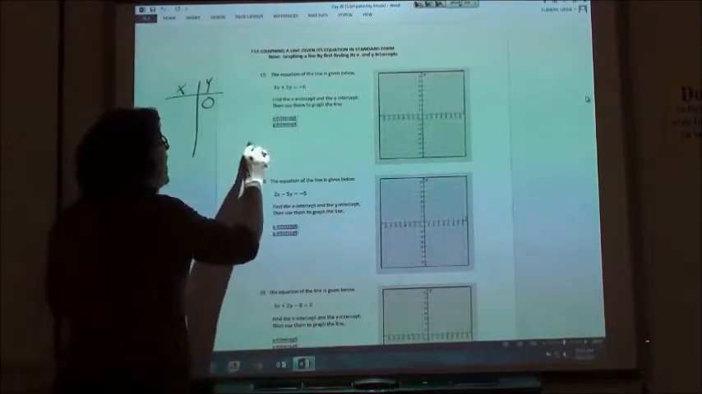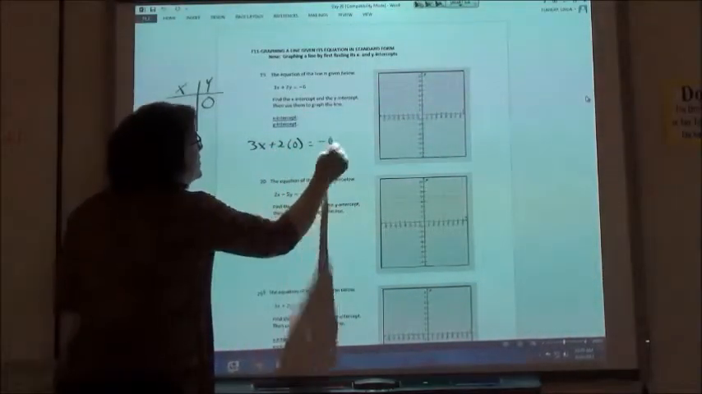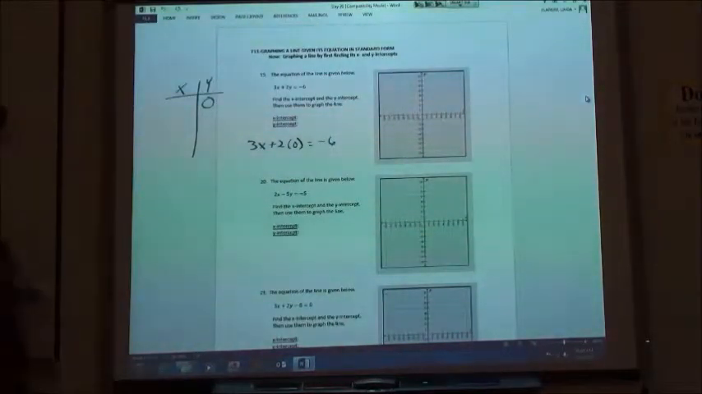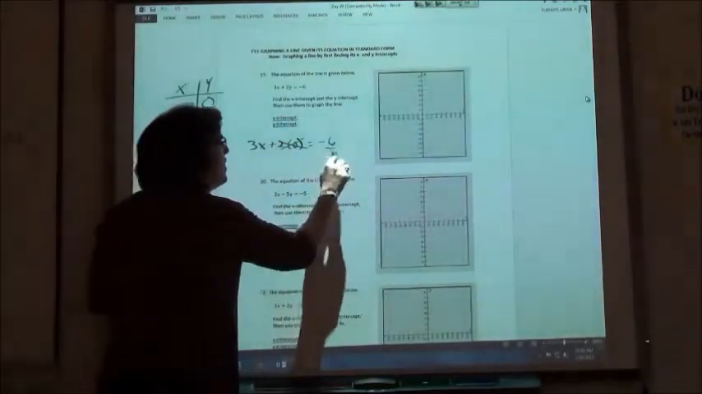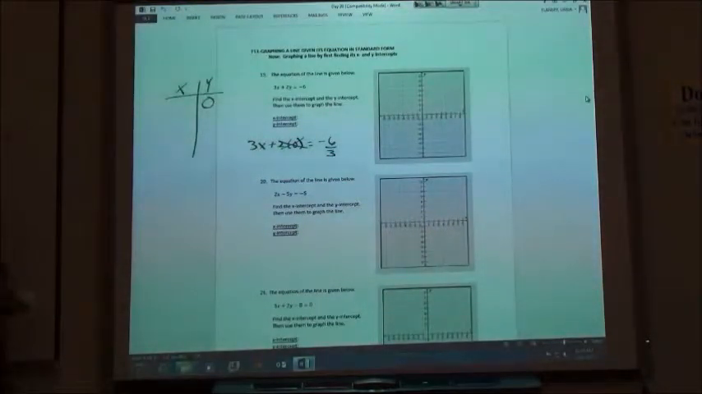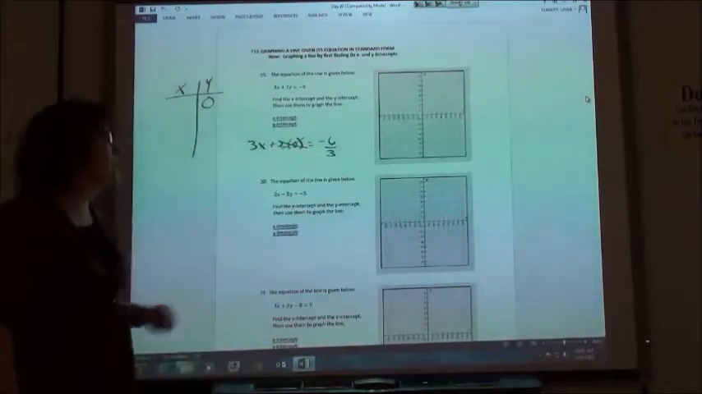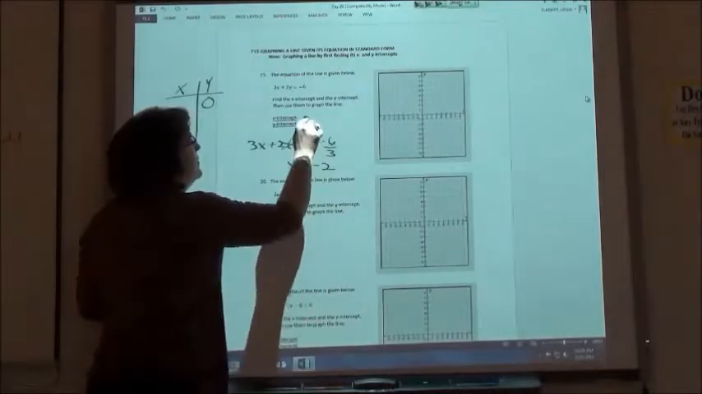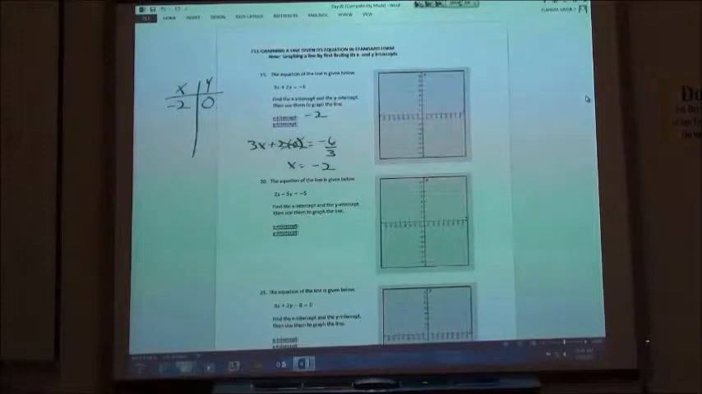So we would have had 3x plus 2 times 0 equals negative 6. If I solve that, that's 0. I'm going to divide by my 3, and so what is my x-intercept going to be? Negative 6 divided by 3 is negative 2, right? So negative 2 is going to be my x-intercept.